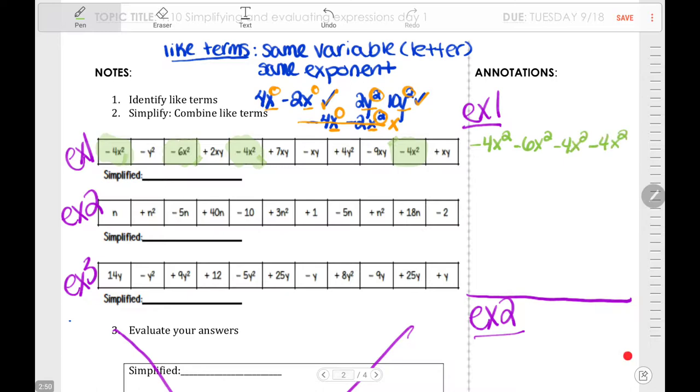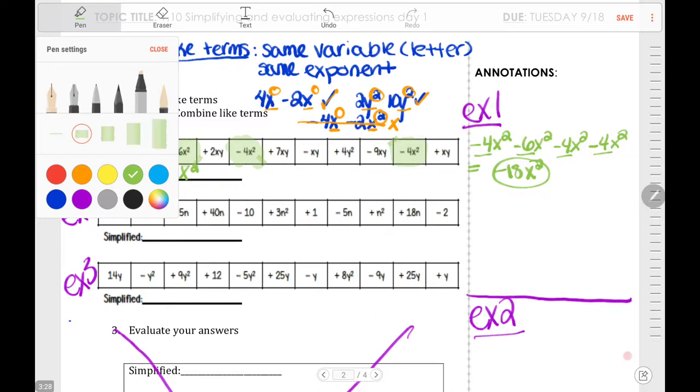Now I want to simplify that. I'm going to make it one term based off of all of these. I'm going to combine them. And when I combine them, I'm only combining these coefficients, or the numbers in front. So in my calculator, I'm going to do negative 4 minus 6, minus 4, minus 4. Give me a second while I type it in. That gets me negative 18x squared. So that is going to go into my answer. So that is all my x squareds put together into 1.